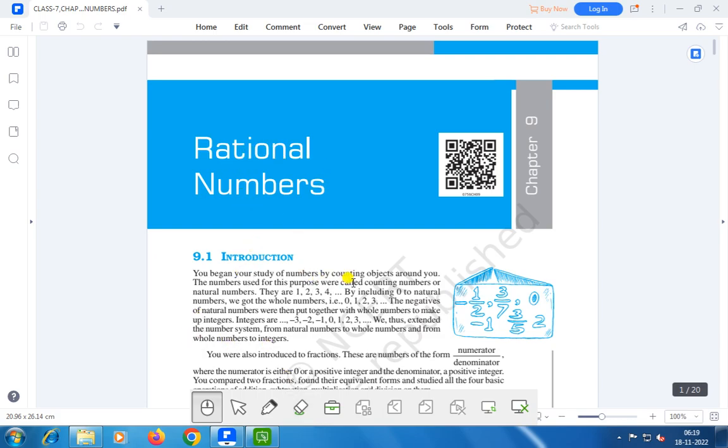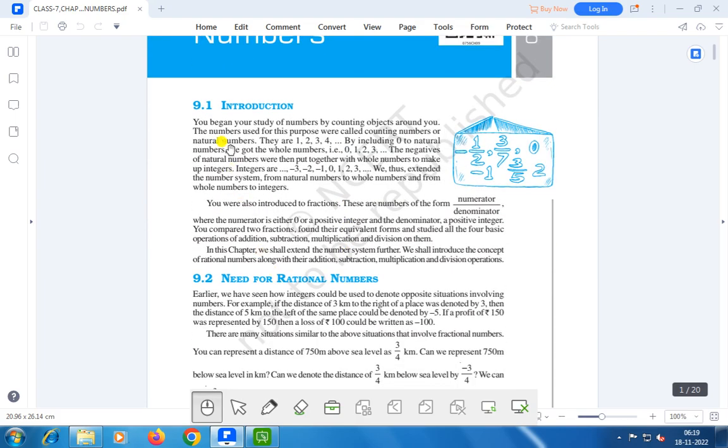Here's the introduction of rational numbers. You begin your study of numbers by counting objects around you. The numbers used for this purpose were called counting numbers or natural numbers. They are 1, 2, 3, 4, etc. By including 0 to natural numbers, we got the whole numbers, that is 0, 1, 2, 3, etc.